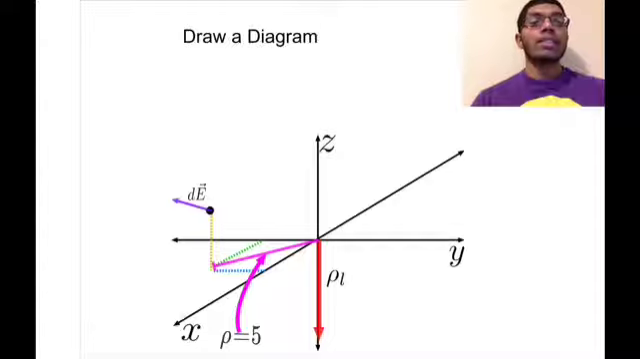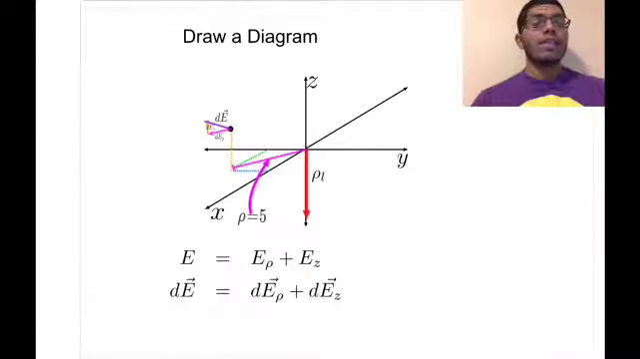The reason being is that there is some rho component and a z component. I'll draw that in. Here you can see the rho component of dE. Here's the z component of dE. E was just found by taking the integral of dE.